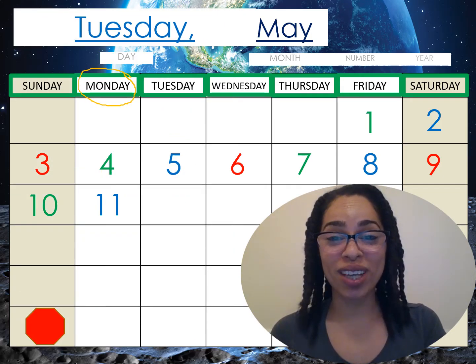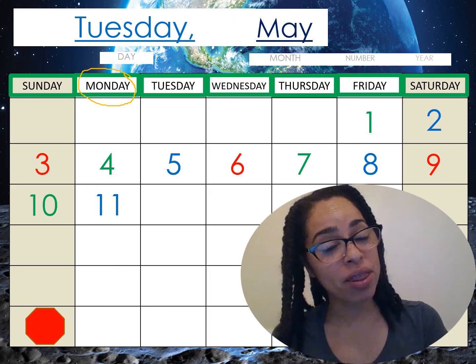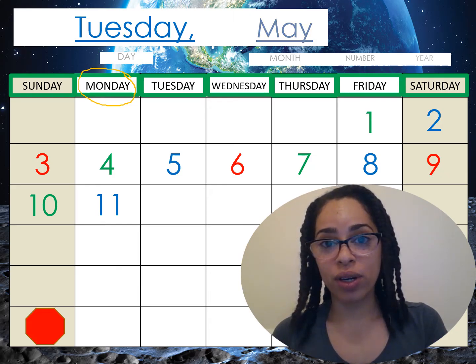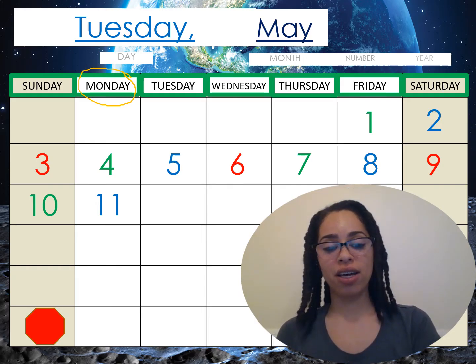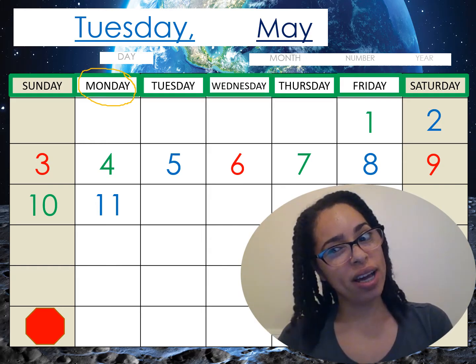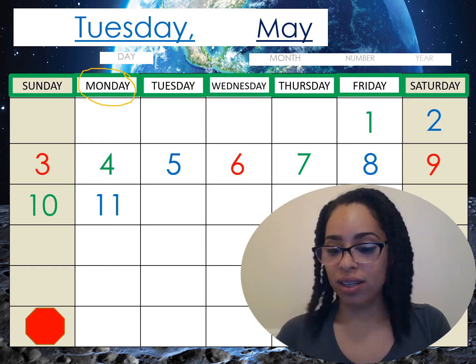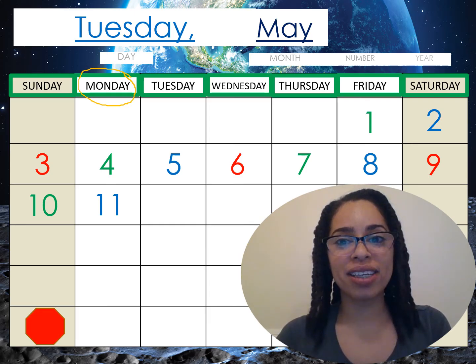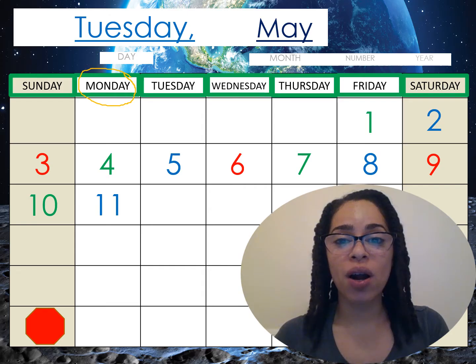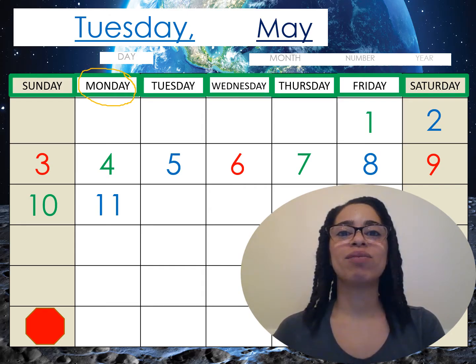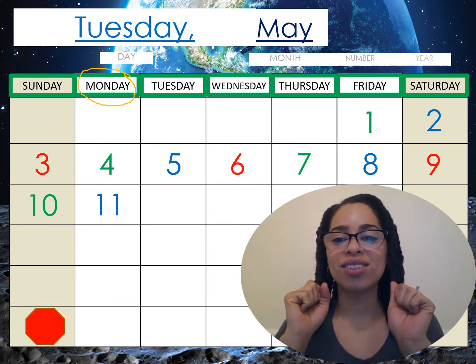Today is Tuesday, and we're still in the month of May. We're not down to our little octagon on the calendar yet. We're not even halfway through this month. So let's go ahead and count to see what today's number is. All right, let's get those fingers ready and start.